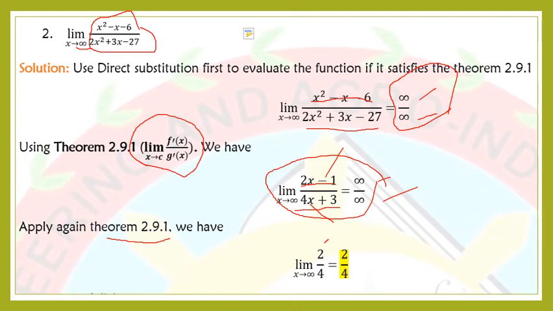2x, its derivative is 2. The derivative of 1 is 0, so I no longer wrote the 0, because 2 minus 0 is 2. The result is still 2. And then the derivative of 4x plus 3 is 4.